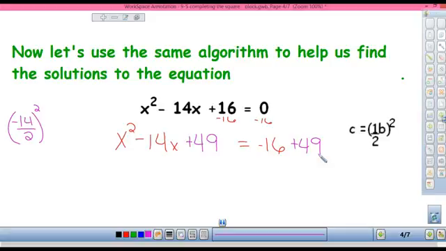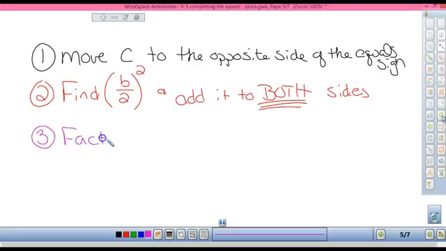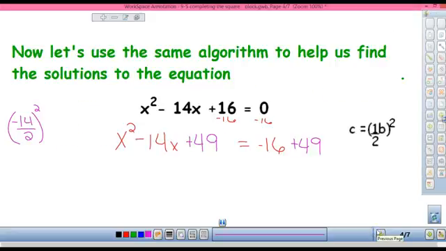Step 3. Innocent, you getting these steps down? Step 3 is factor the left side. Factor the left side.